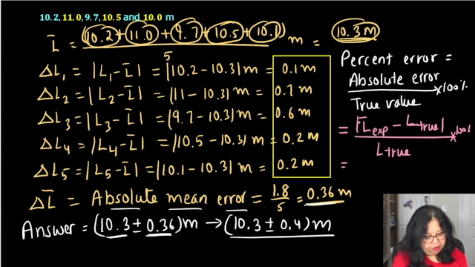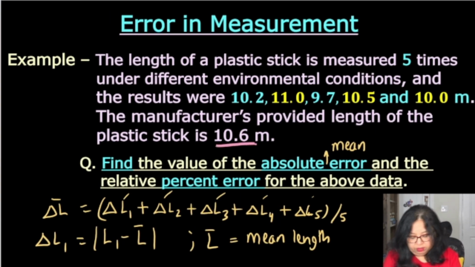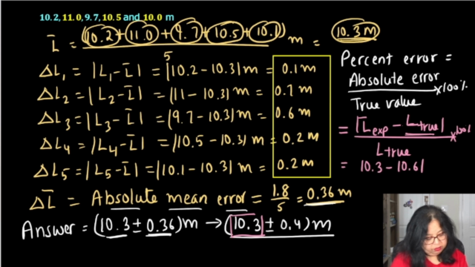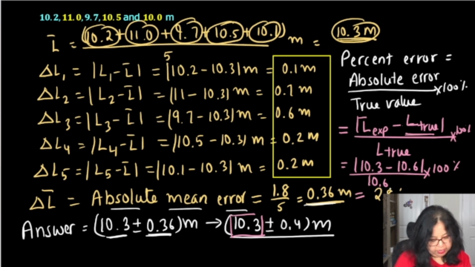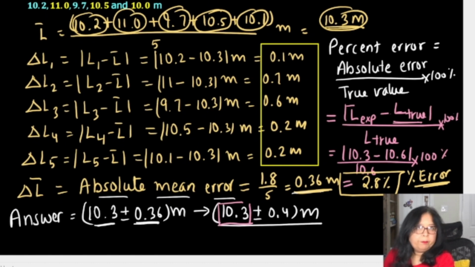L experimental's average value is 10.3 minus L true. This is the value of L that is given to us by the manufacturer, and that is equal to 10.6. So here minus 10.6. Absolute value divided by 10.6 times 100%. What does this give us? So I have 0.3 at the top divided by 10.6 at the bottom times 100 gives me 2.8%. So this is my percent error. There you go, 2.8% error.